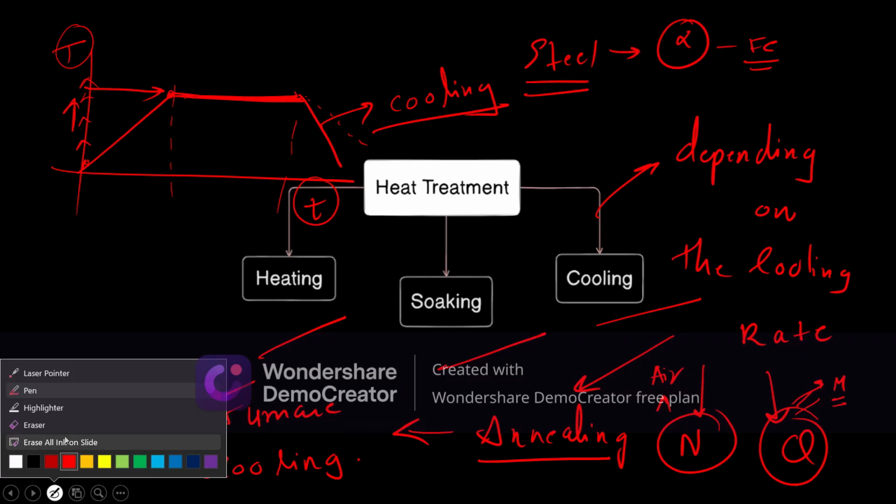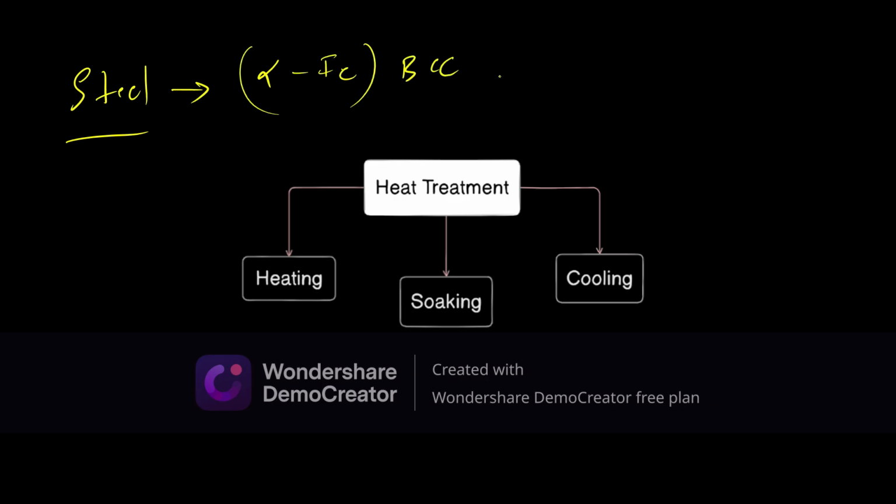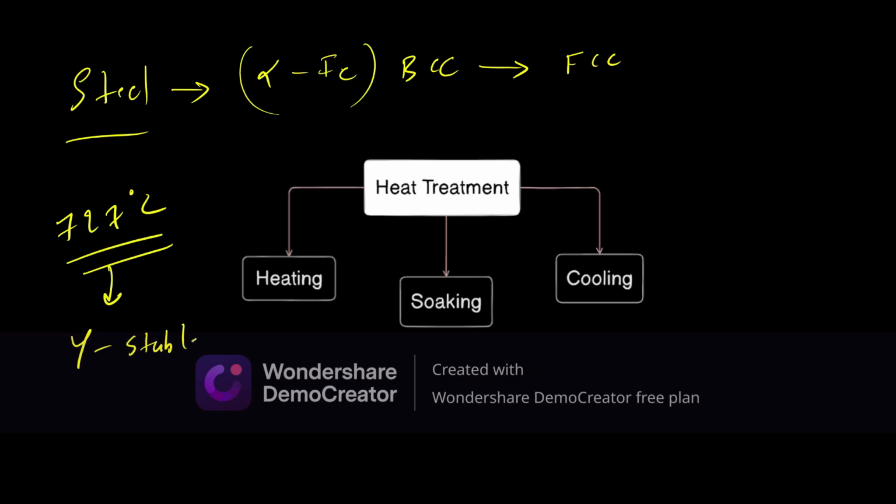Let me erase all the things. Yes. So in case of steel, we have alpha iron, which is BCC crystal structure. What we do, we convert this BCC to FCC by heating the material above 727 degrees centigrade, where austenite is stable, right? Where austenite is stable, and then we cool it to form BCT structure.